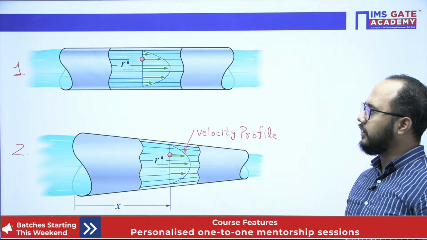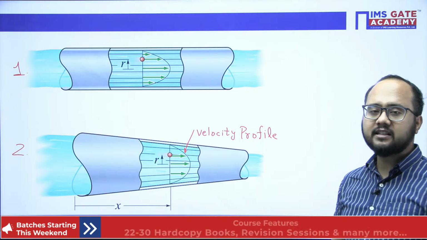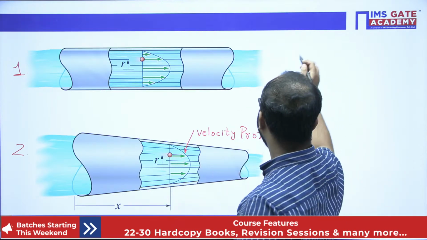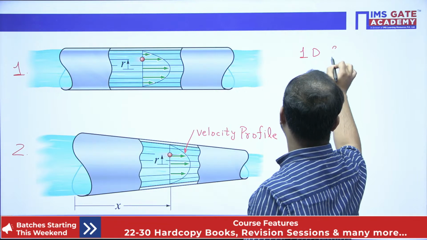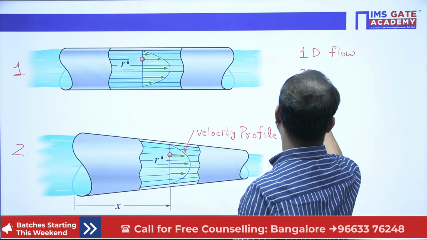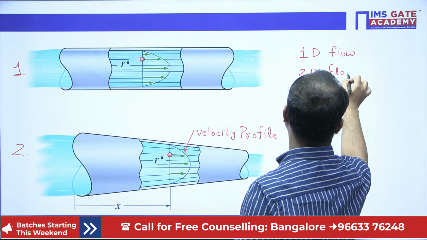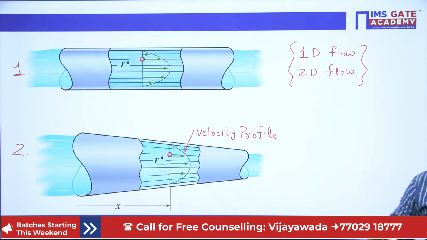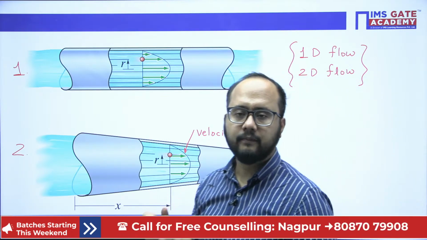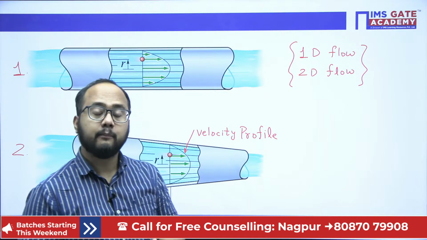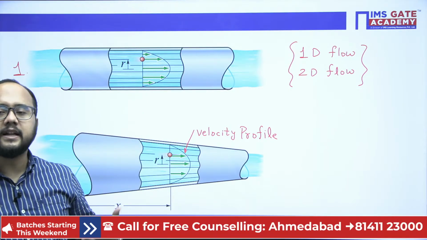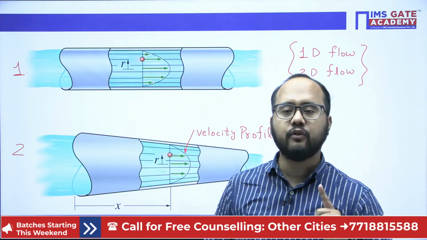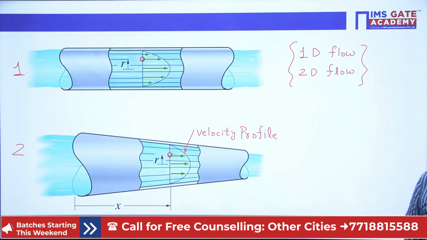Very important point. Let's suppose I ask you, what is 1D flow and 2D flow? One-dimensional flow, two-dimensional flow. When I say one-dimensional flow, it means properties are a function of one dimension. But when I say 2D flow, properties are a function of two dimensions, like x and y. In the case of 1D, it will be a function of only one of the dimensions.